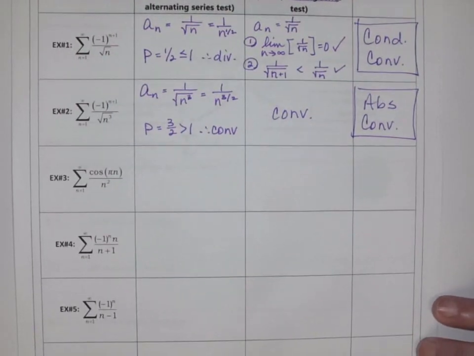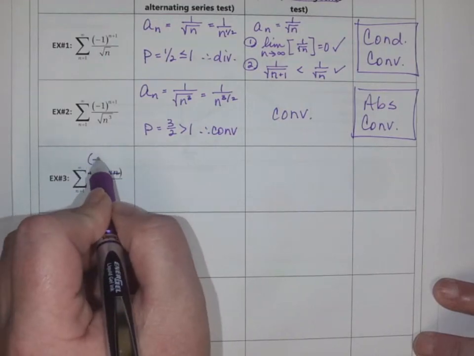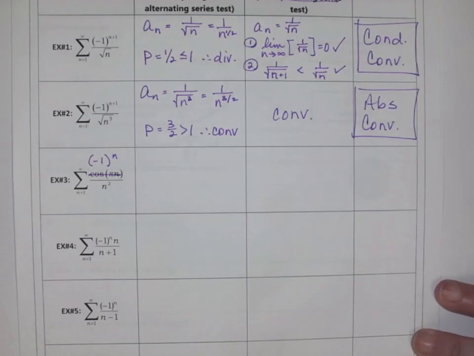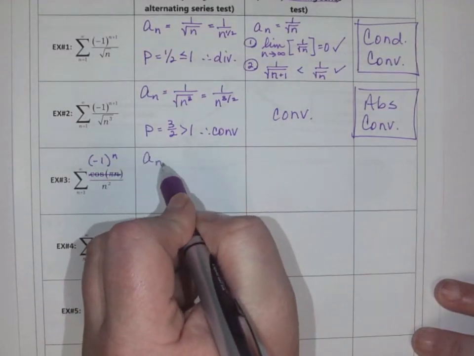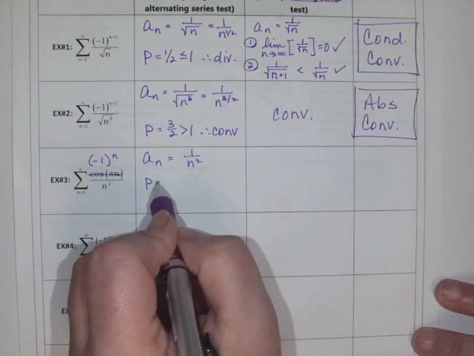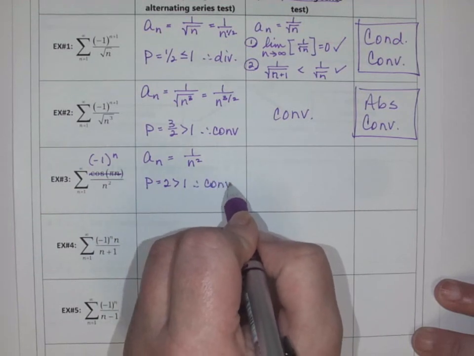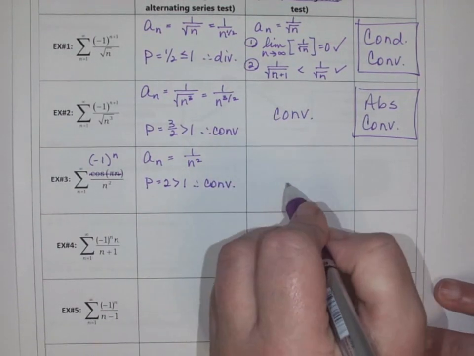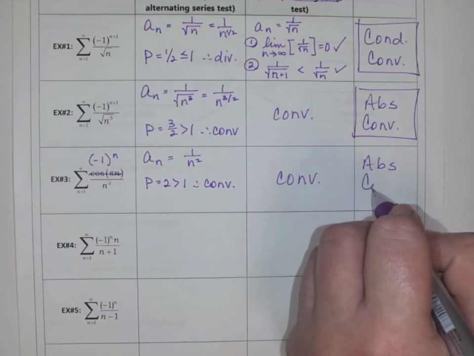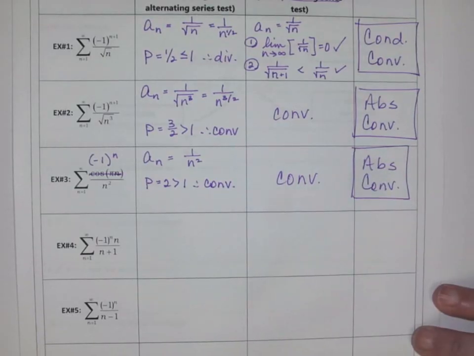All right, next one, cosine of pi n over n squared. Now, we've looked at this problem before, and remember, we've said that cosine of pi n is our -1 to the n. So without the alternating piece, it would be 1 over n squared. So p would be 2, which would be greater than 1. So therefore, this guy converges by p-series. That means this guy automatically converges, and we have absolute convergence. We converged with the absolute value of the terms.